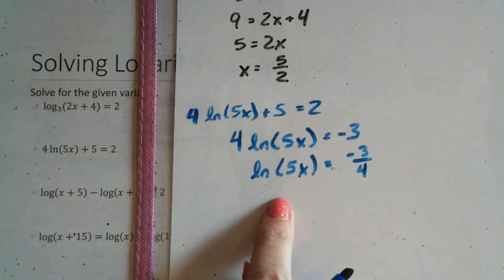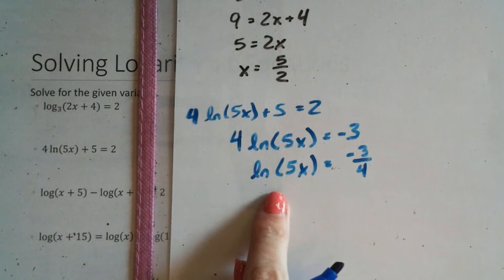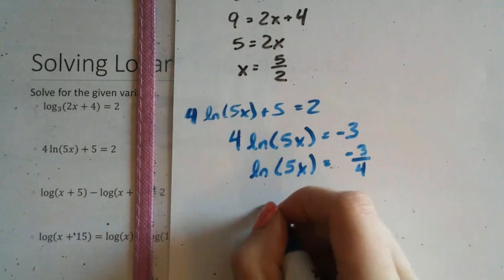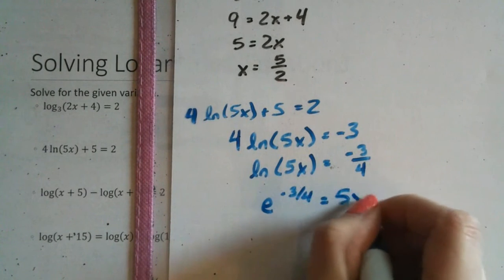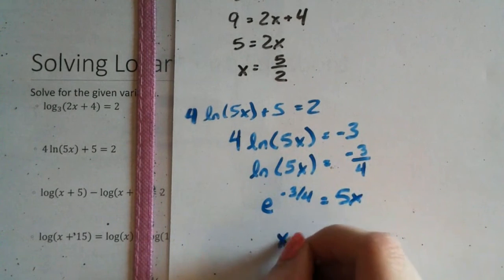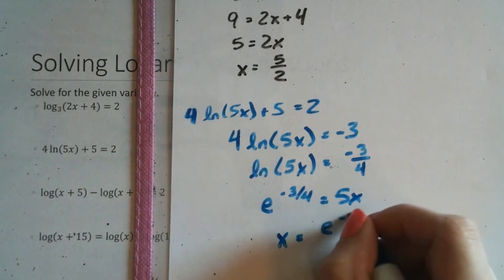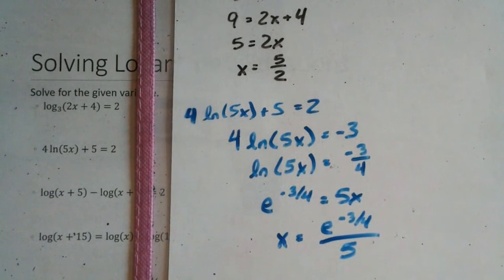Now the logarithm's by itself, so I can switch this to exponential form. I don't see a base, but it's a natural log, so my base is e. So I will have e raised to the -3/4 power is equal to 5x. And to solve for x, I divide by 5 on both sides. We get x is equal to e to the -3/4 power over 5. And that's a perfectly acceptable answer.